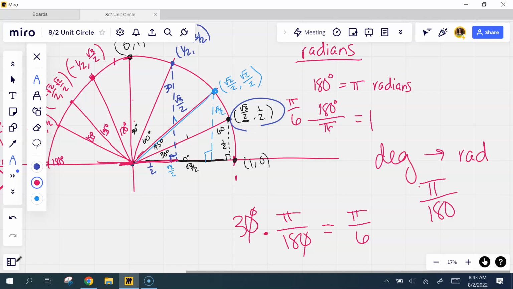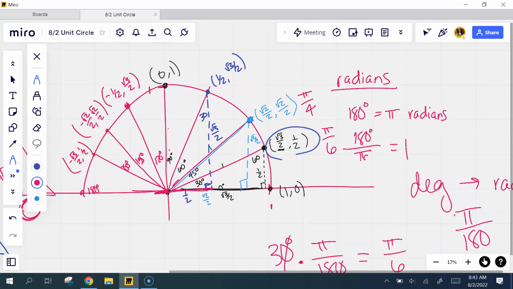How about 45 degrees? What's the radian value of 45 degrees? Pi over 4, that's exactly right. Pi over 4. How about 60 degrees? How about 90? There you go. And you can keep going around. I'm going to let you finish filling this out. That's all we'll do today is fill out this completely.